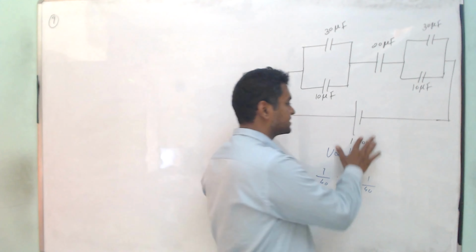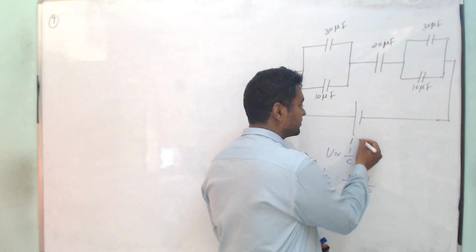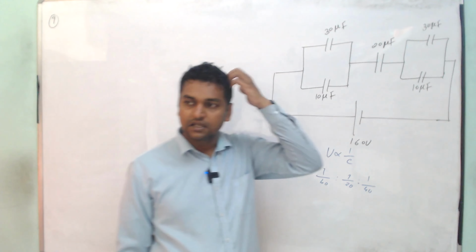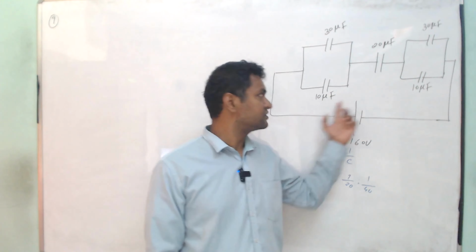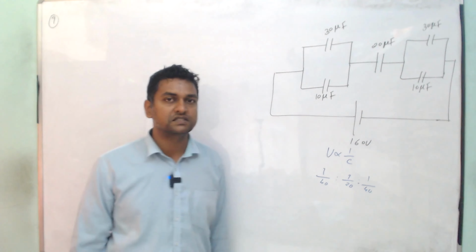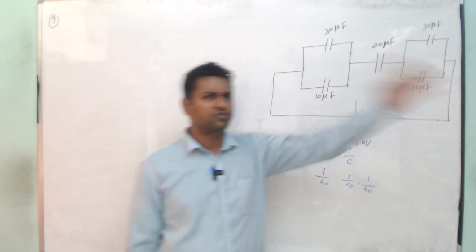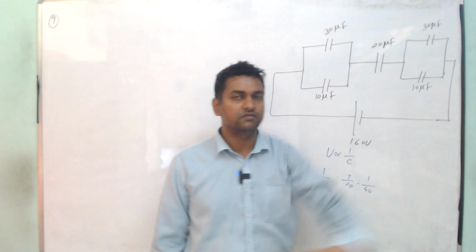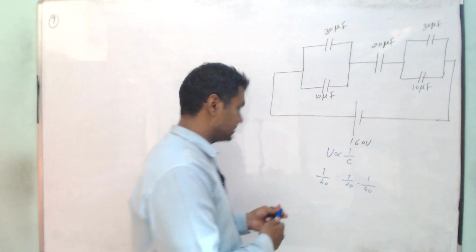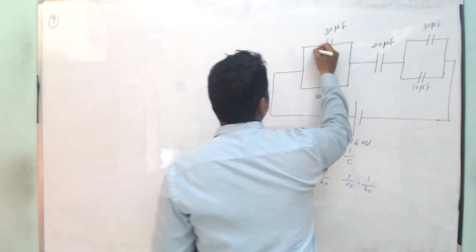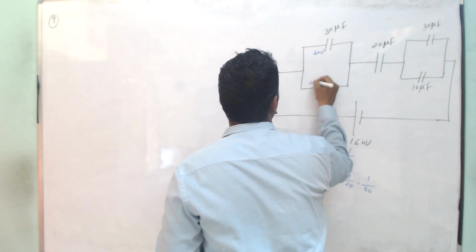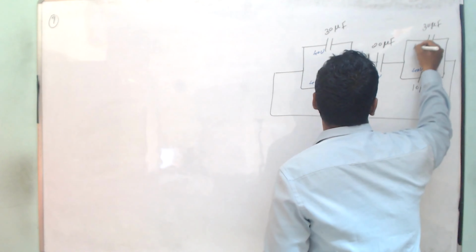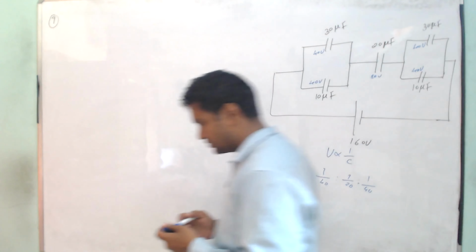Let's make this 160. I wanted to give 160, I gave 150, I don't know. Now calculation is easy. 160, 1 is to 2 is to 1 means 40, 40, 80. 40 plus 80 plus 40 will give me 160, right? So this fellow should be 40 volts. This fellow should be 40 volts. This fellow should be 80 volts. This fellow should be 40 volts. Yes, sir. Okay.